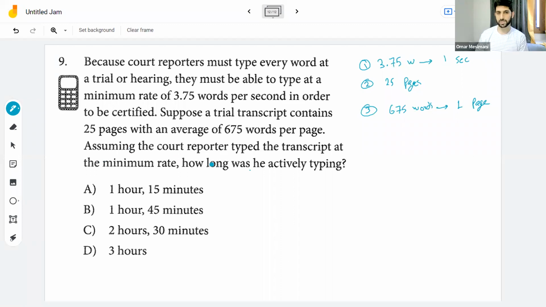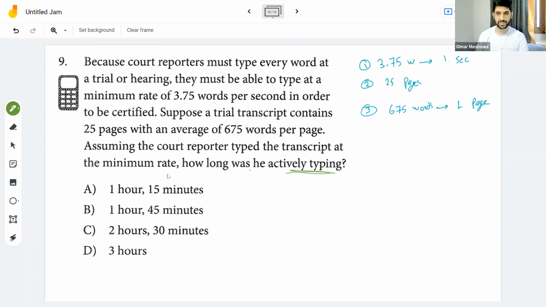Assuming that the court reporter types the transcript at the minimum rate, how long was he actively typing? So how long was he actively typing? All right, he's asking for how long. He's asking for a time.